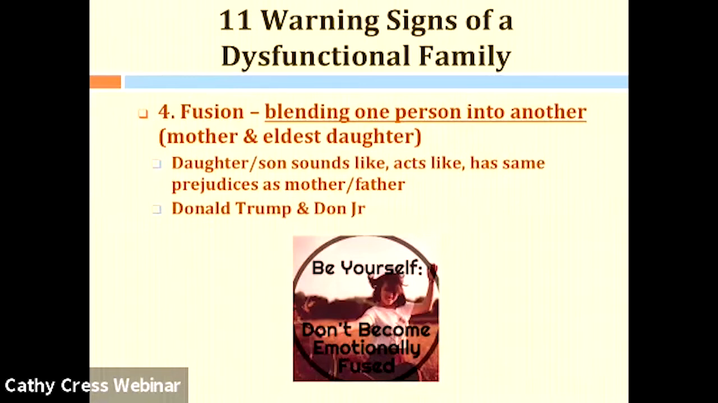Another warning sign is called fusion. And fusion is really blending your personality into usually your parent, where the parent and the daughter, or the father and the son, or vice versa, take on the same traits. And Donald Trump Jr. is actually another example of this. As I said, he had his own independent personality and cut off his dad, and then reconciled with him, went back into the business, and now has a very similar personality to his dad.